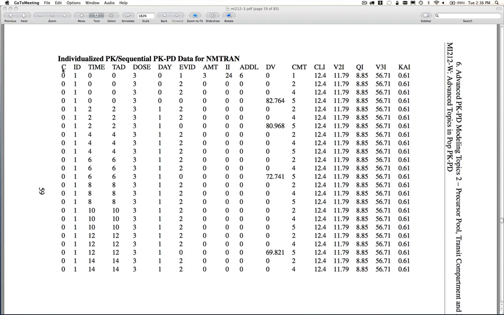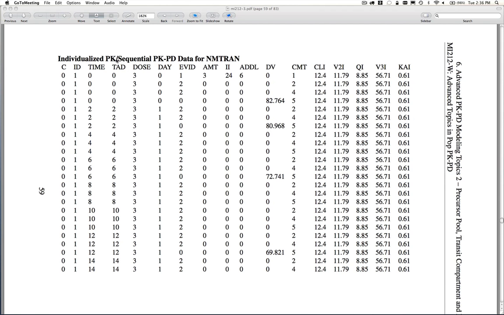If we wanted to remove any of these records, for example, we could put a C here to remove any of those. This is just ID1, the time, or the time from the start of therapy. There's a time after dose column here. You'll see that more in the diagnostic plots and such. Not for this first dose, but if you carried down further into this data record, you'd see that would switch back to zero when time hit 24 and 48, etc.